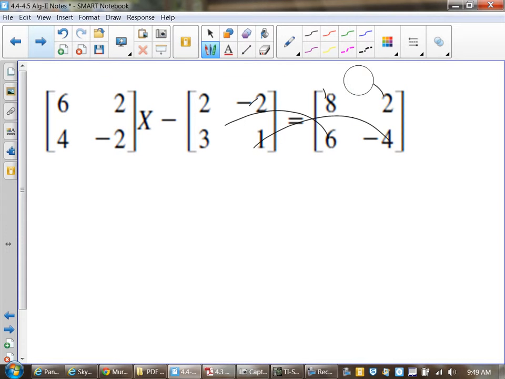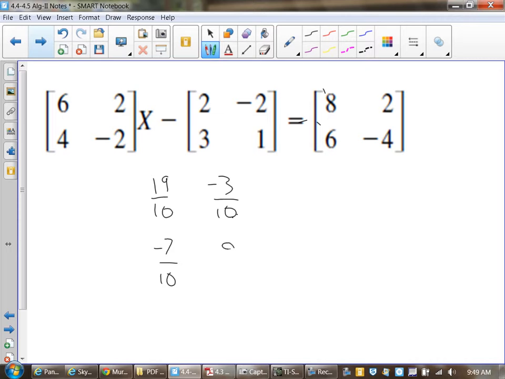Okay. On this one, did you guys get 19 over 10, negative 3 over 10, negative 7 over 10, and 9 over 10? Yes. Math, enter, enter. I did it. All right.